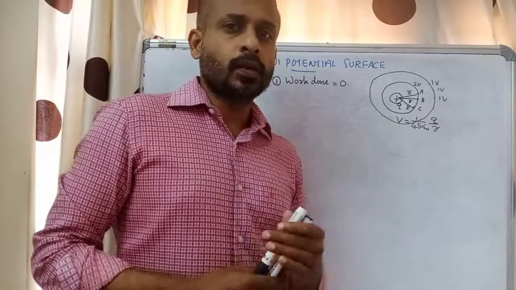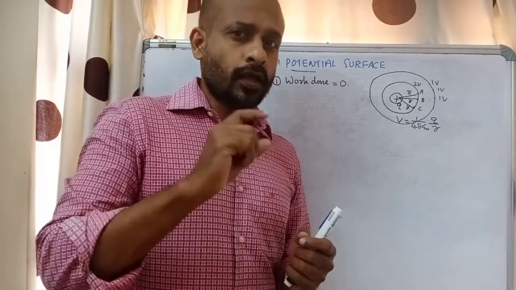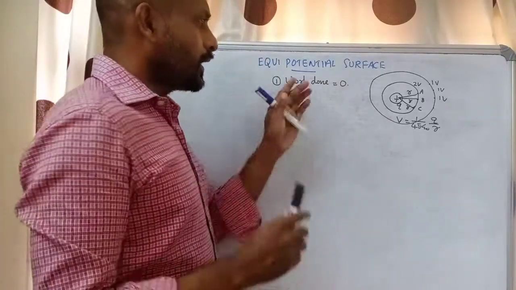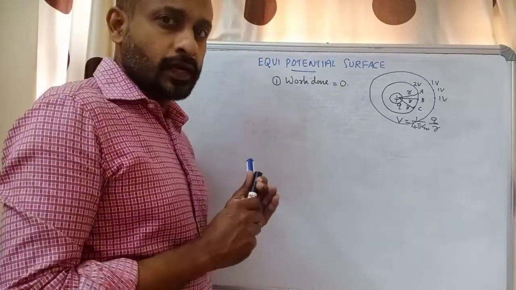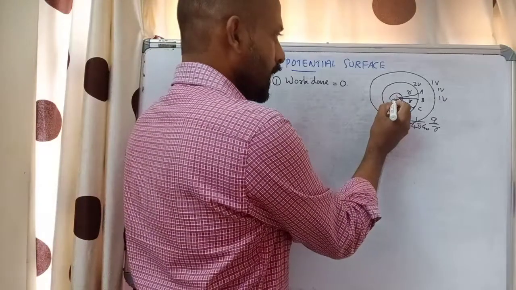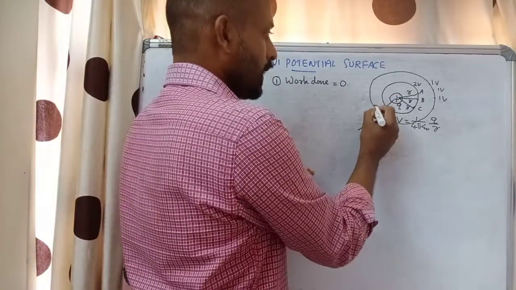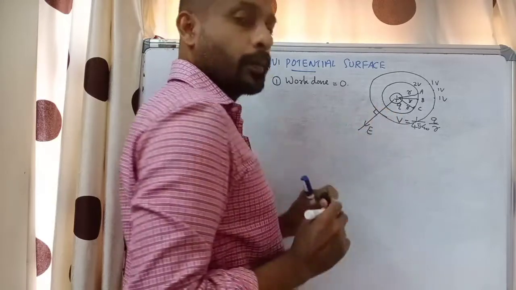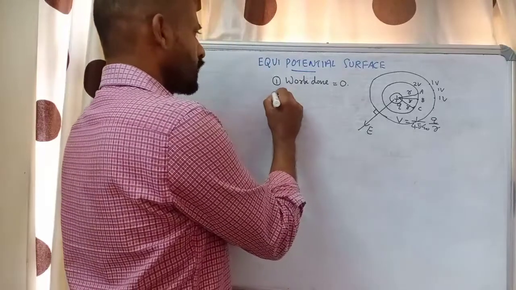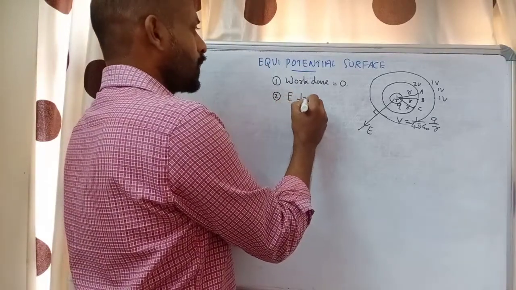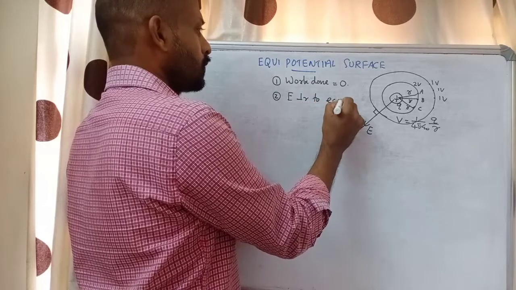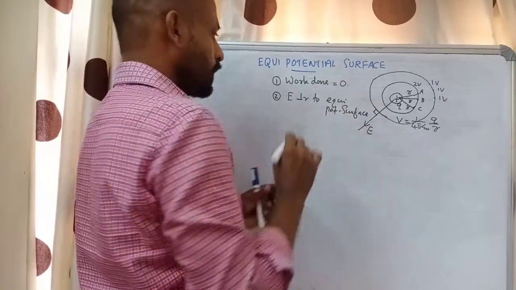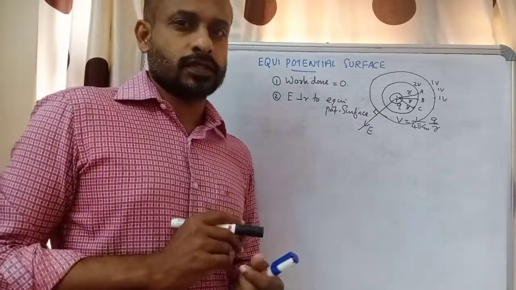That's an important point. The work done to move a point charge along an equipotential surface will be 0. And next point is, at each and every point on the equipotential surface, electric field is perpendicular. If this is a charge, I can draw the electric field like this. And this is a surface. What is the angle between these two? The surface and the electric field are perpendicular. So that is the second property. The electric field is perpendicular to what? Equipotential surface. So electric field is perpendicular to equipotential surface.